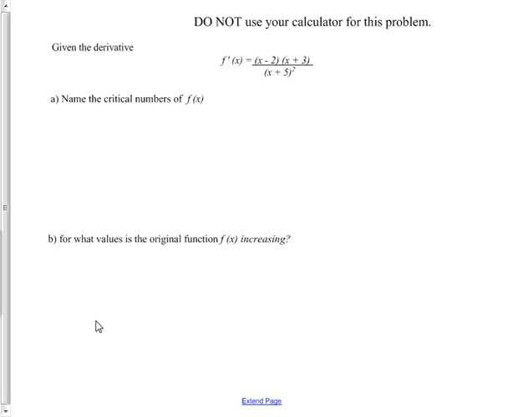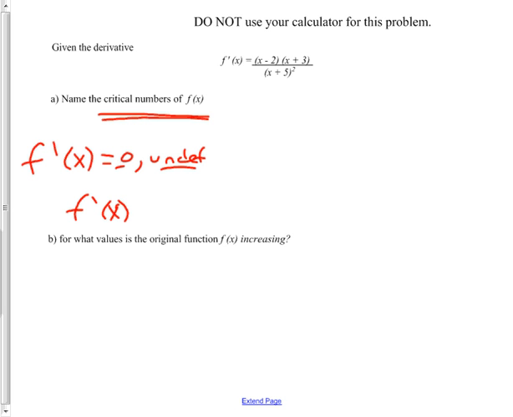Last one of these types of problems that we're going to be looking at tonight. So again, not using our calculator for this, we want to name the critical numbers of f of x. The critical numbers, once again, are when f prime of x equals 0 or undefined. And f prime of x equals 0 for x equals negative 3 and 2. If we plug it in there, my derivative is going to be 0.